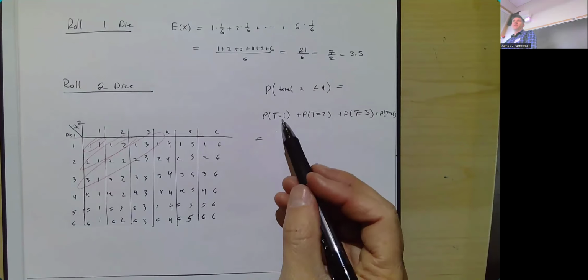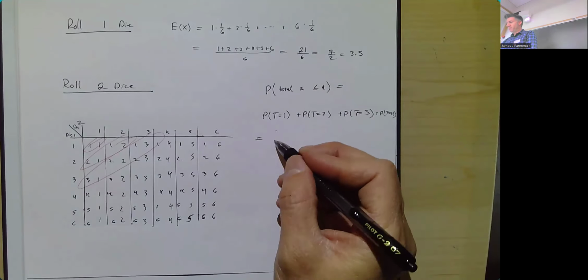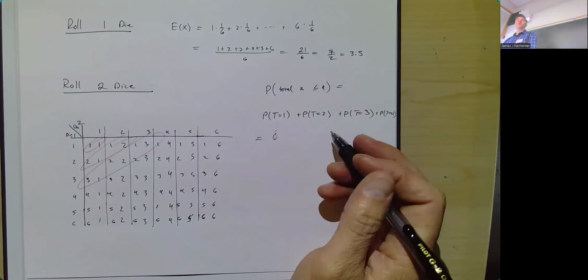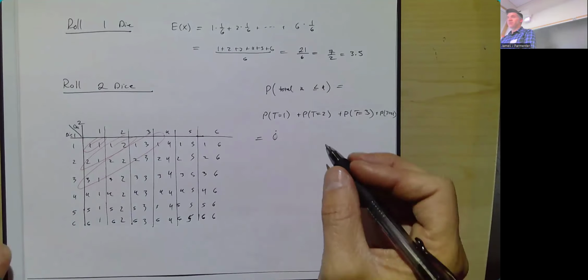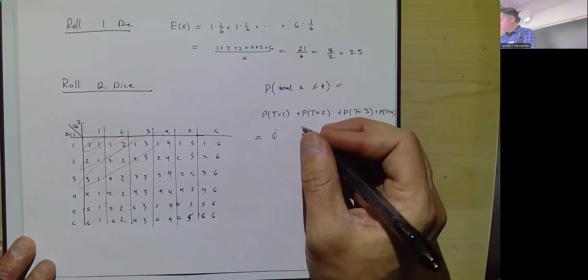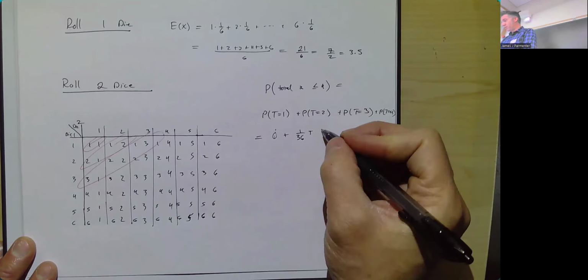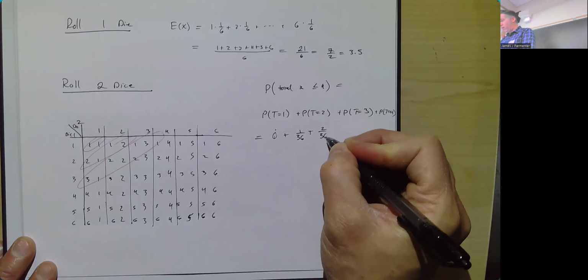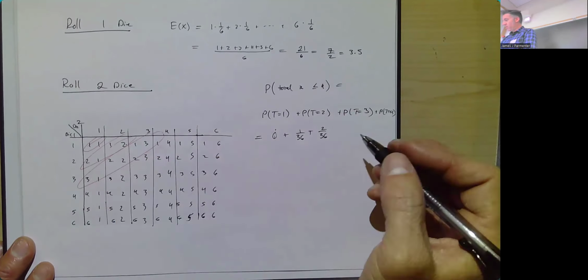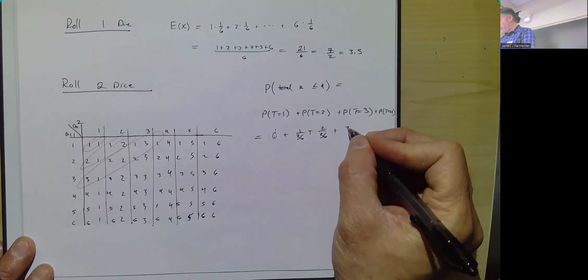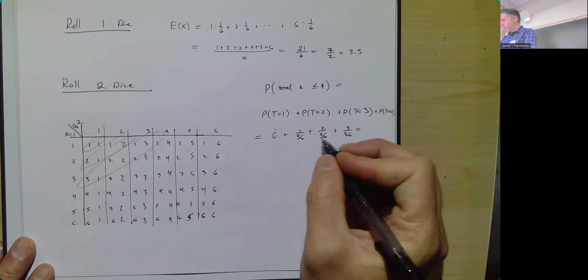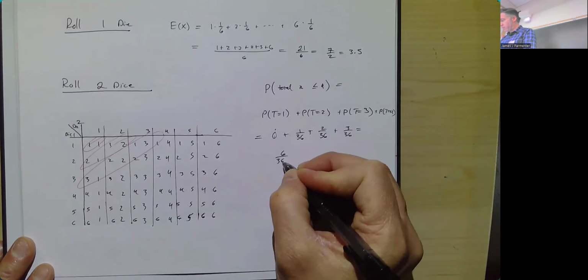The probability the total is equal to 1 is 0. You can't roll a 1 with 2 dice, at least not with 2 regular dice. The probability the total is 2 is 1 out of 36. The probability the total is 3 is 2 out of 36, because you can either roll a 1 and a 2 or a 2 and a 1. The probability the total is 4 is 3 out of 36. This ends up equaling 6 out of 36, which is 1 out of 6.